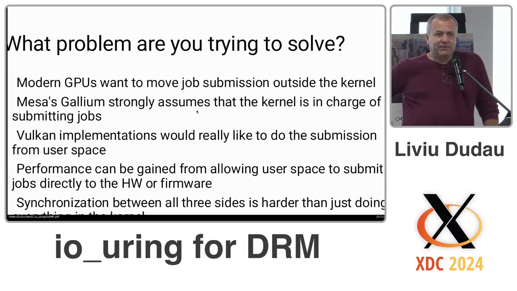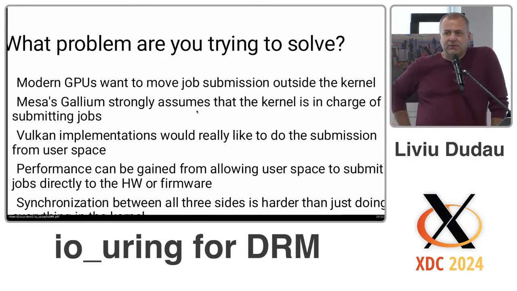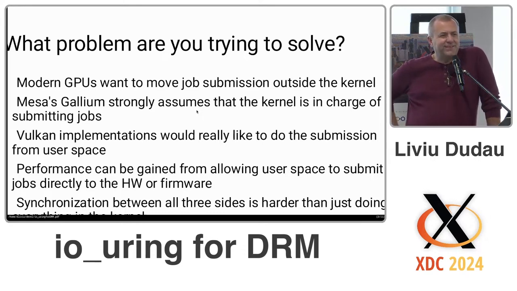So what I'm trying to solve. I started by working on the user mode submission for Panthor. And by some happenstance, I also wanted to read about the AMD user mode submission. And then reading about io_uring, it's like, oh, there's a lot of similarity. I wonder if it would be a good idea to have io_uring in DRM.